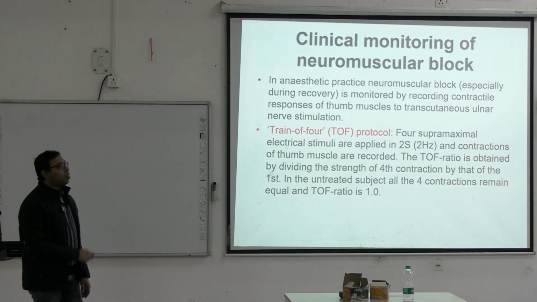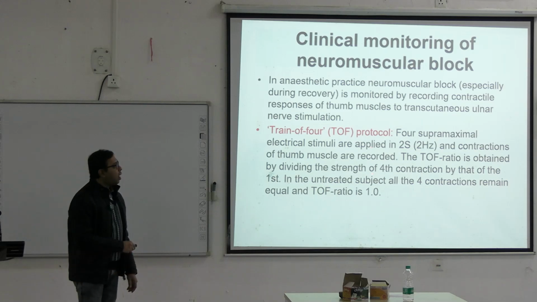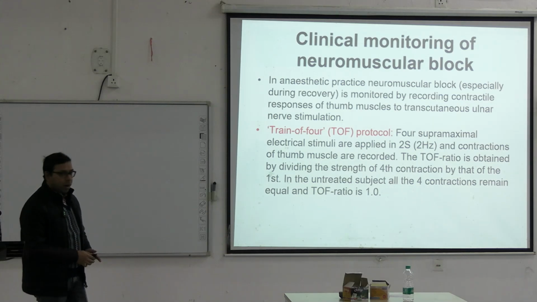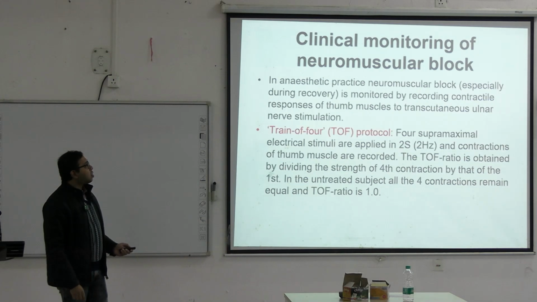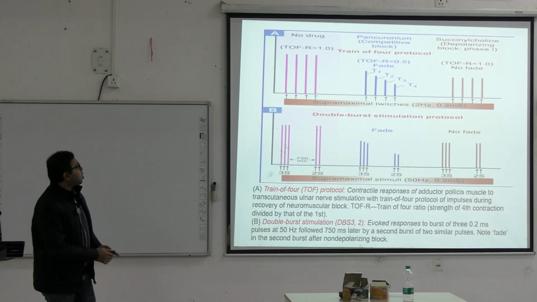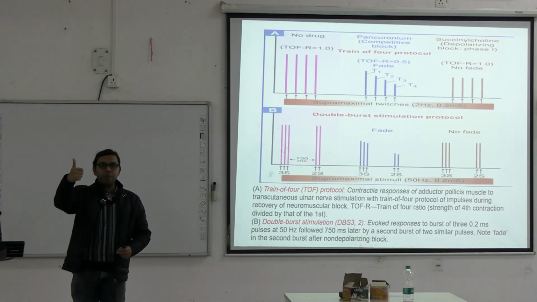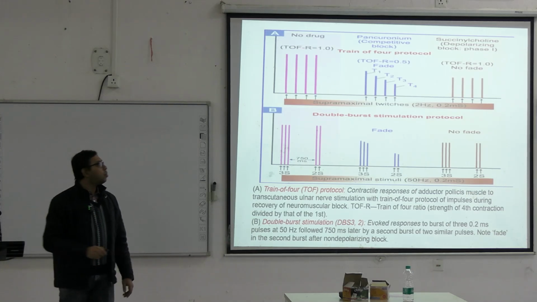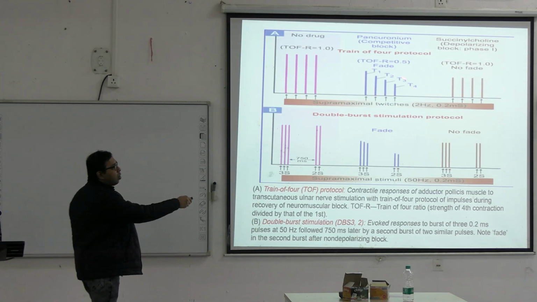One of the protocols is the train of 4 protocol, that is 4 subsequent impulses given. So 4 supramaximal electrical stimuli are applied at 2 Hz, and the contraction of the thumb muscle is noted. Train of 4 ratio is obtained by dividing the strength of the 4th contraction by that of the first. In an untreated person, when we give this impulse, all 4 will be the same. When there is no drug, we give 4 impulses, there will be contractions, and the 4 contractions will be similar. So in the normal person with no drug, the train of 4 ratio will be 1. When a competitive block is given like Pancuronium, as we have already seen, there will be fading.